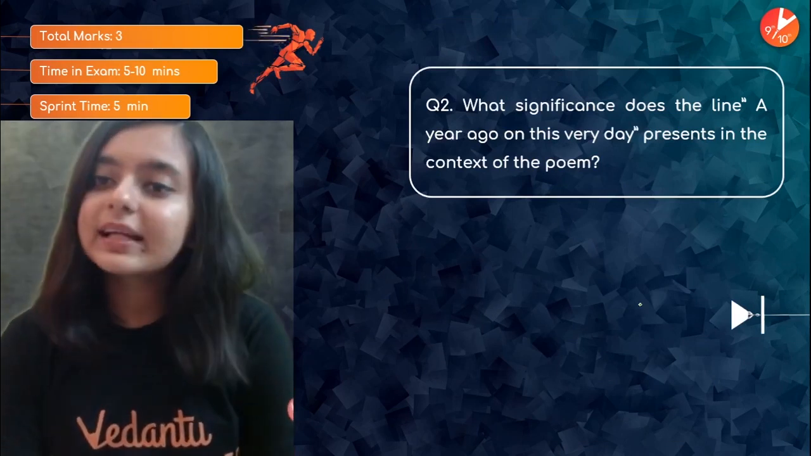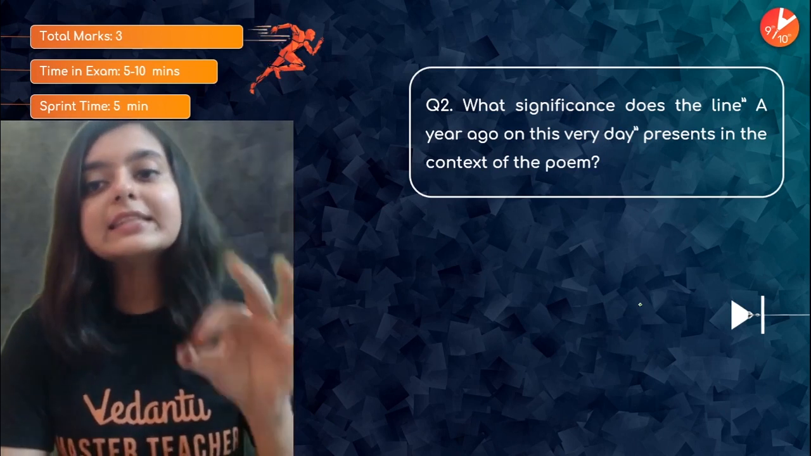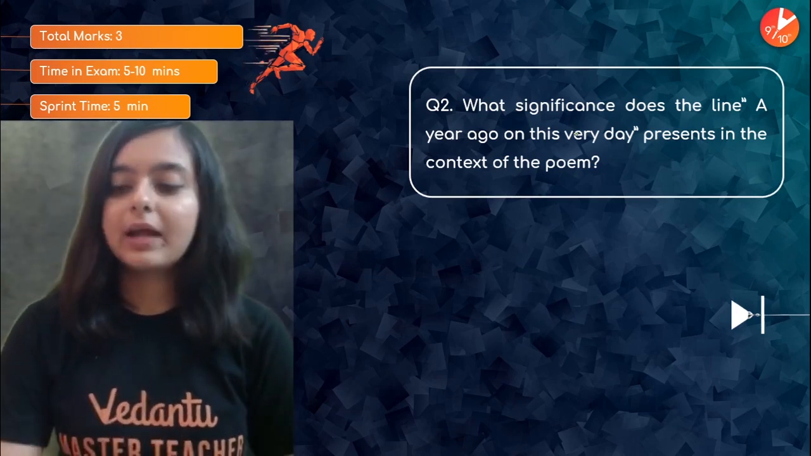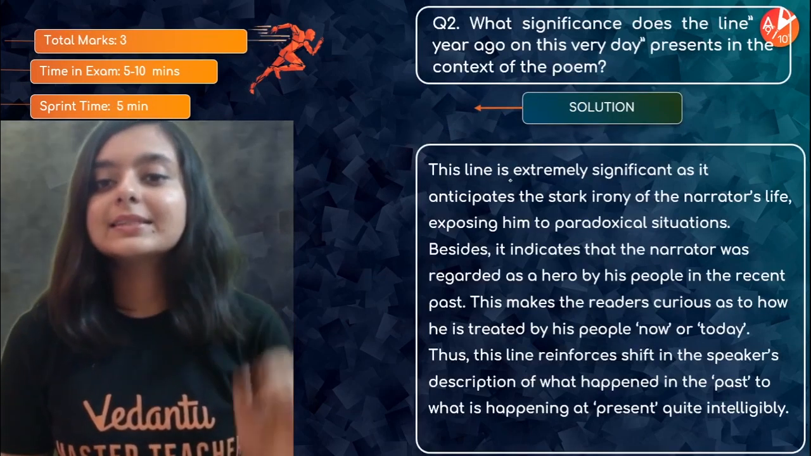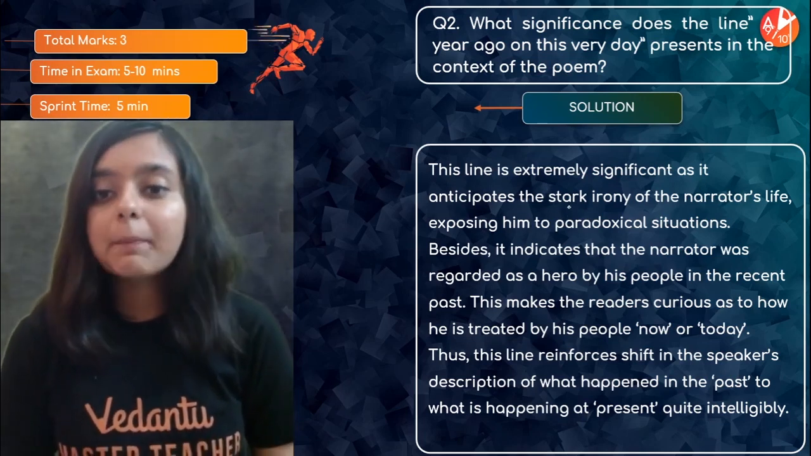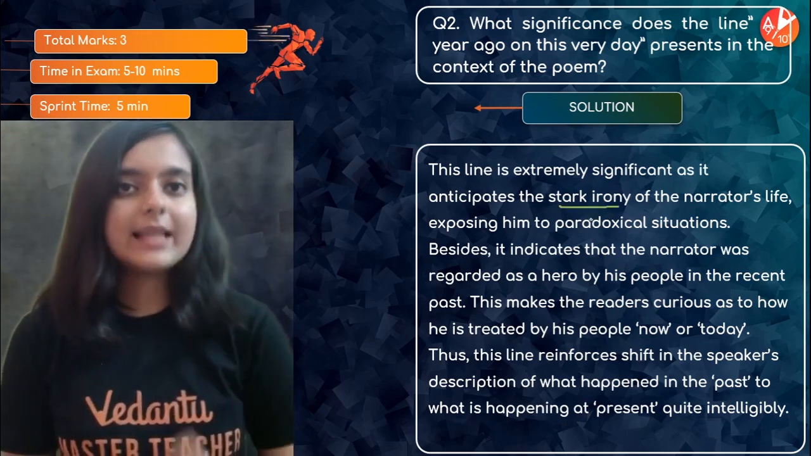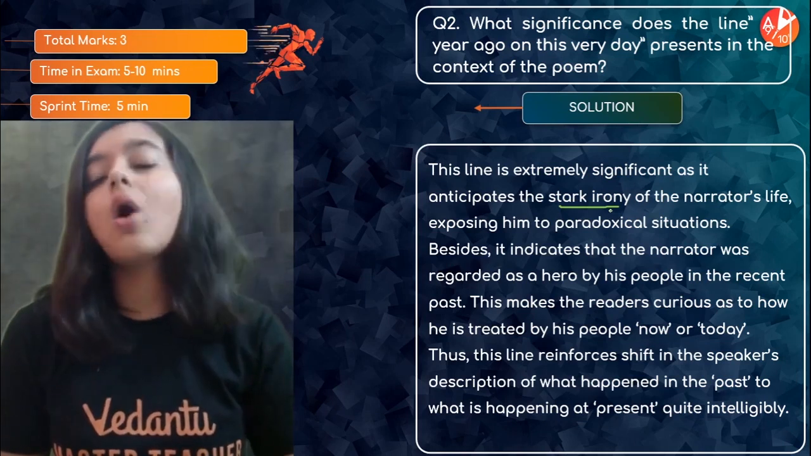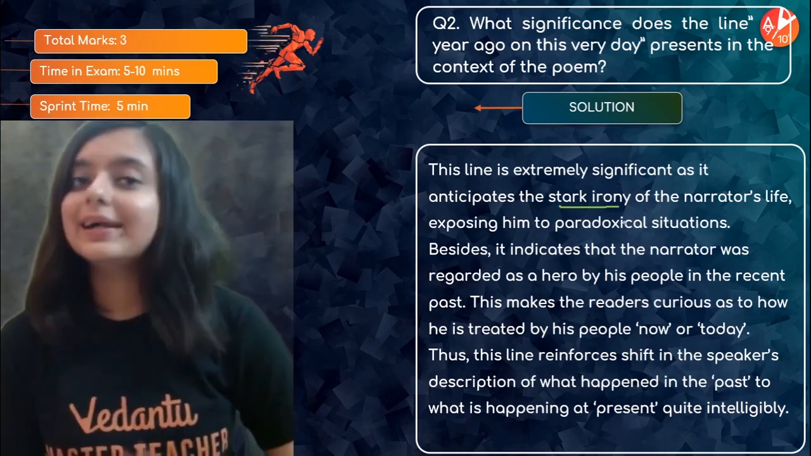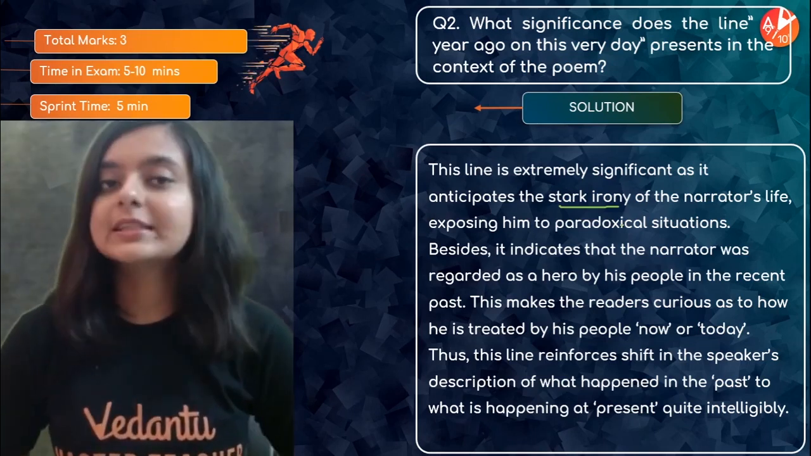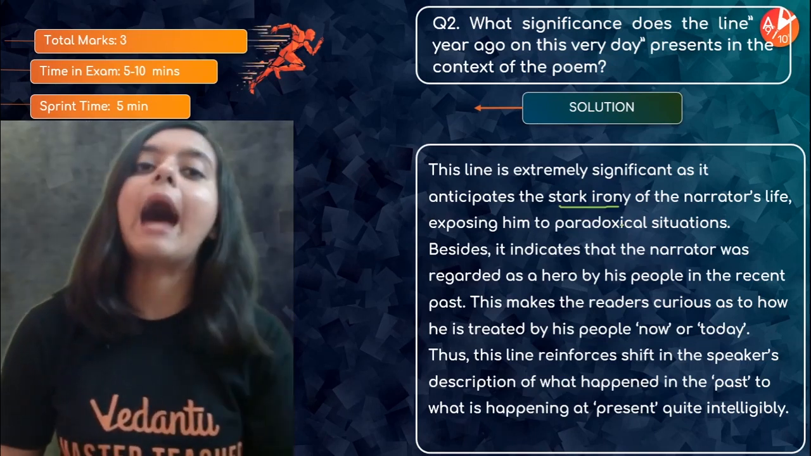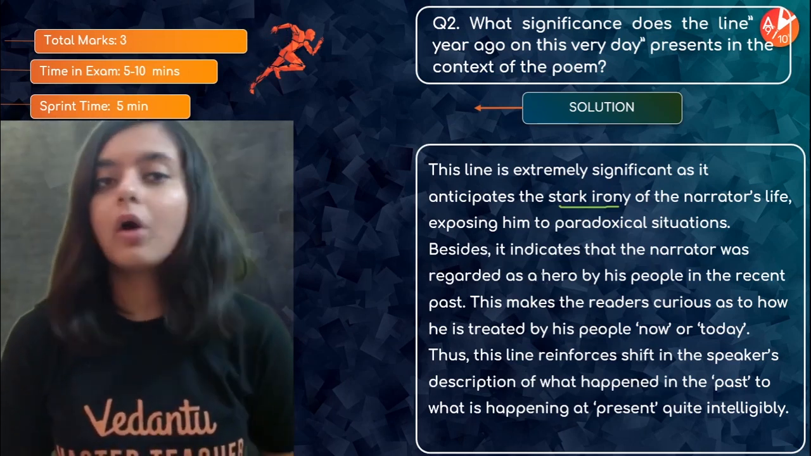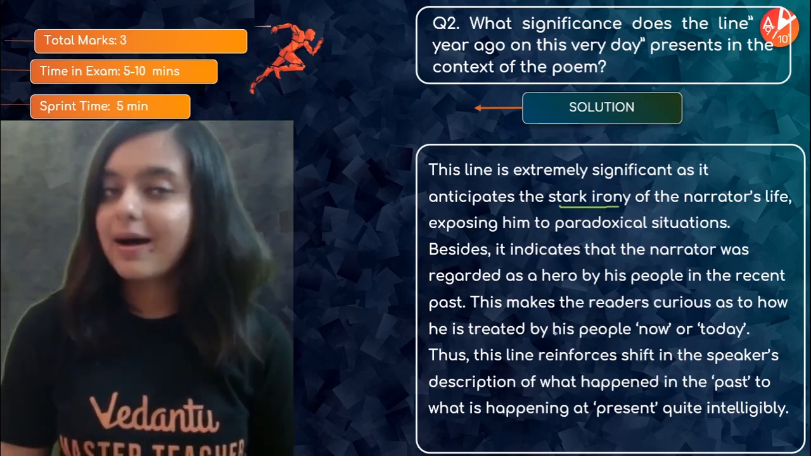And next is, what significance does the line "a year ago on this very day" present in the context of the poem? So basically, you have to talk about the contrasting situation. Okay, let us have a look at how to approach. This line is extremely significant because it anticipates the stark irony of the narrator's life, exposing him to paradoxical situations. So what happened a few years ago and what is the situation right now? How ironical is this, and how is it a complete contrast to what had happened years ago? Okay, so it indicates that the narrator was hailed as a hero by his people in the recent past, as I told you.